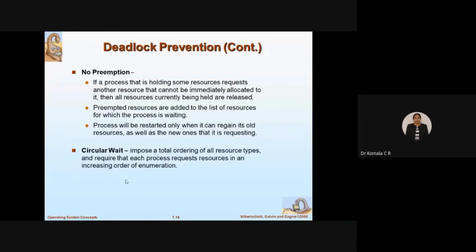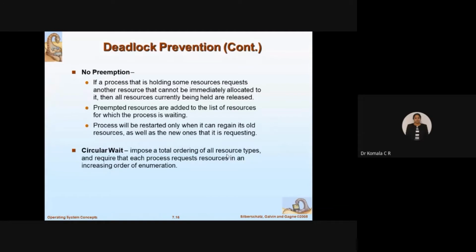Fine. Coming to the last one, circular wait. Impose a total ordering of all resource types and require that each process requests resources in an increasing order of enumeration. So circular wait means: P1 is waiting for P2, then P2 is waiting for P3, P3 is waiting for P4, and so on. So I cannot complete P1 because of P2, and I cannot complete P2 because of P3.